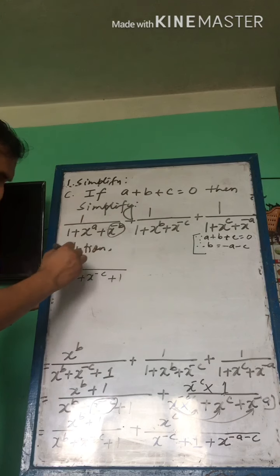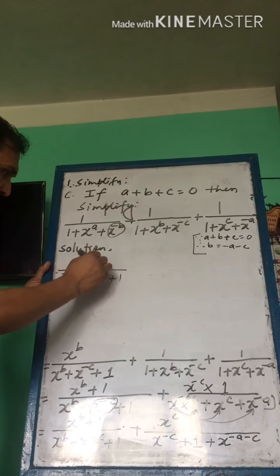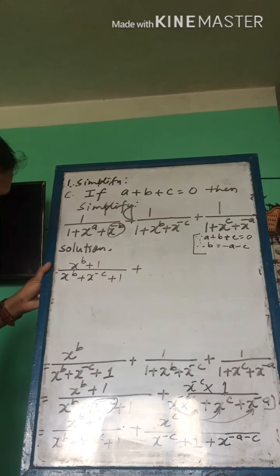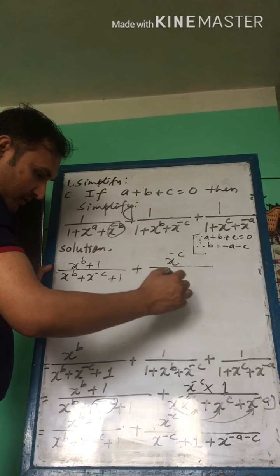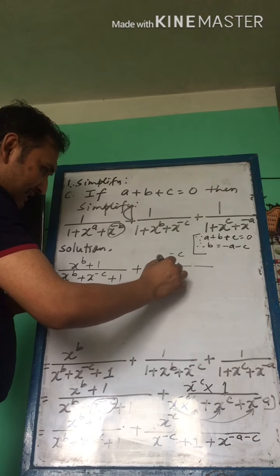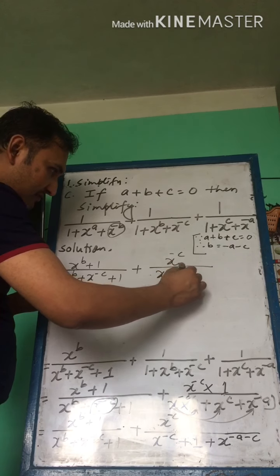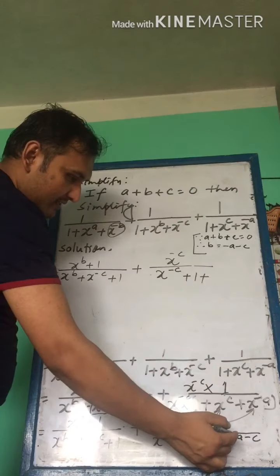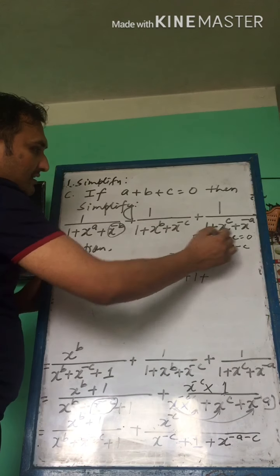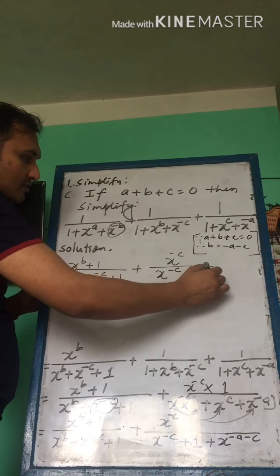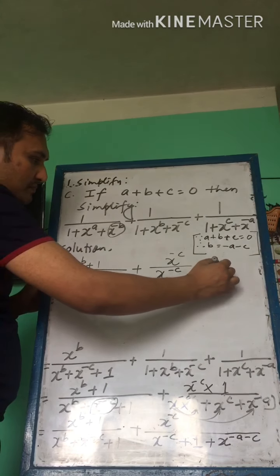Sorry, what is there in the numerator? x to the power b plus 1 plus what is there? x to the power minus c is already there, no? Whole upon x to the power minus c plus 1 plus this x to the power minus a minus c equals how much? b. You can write x to the power b, because from this condition minus a minus c equals b.